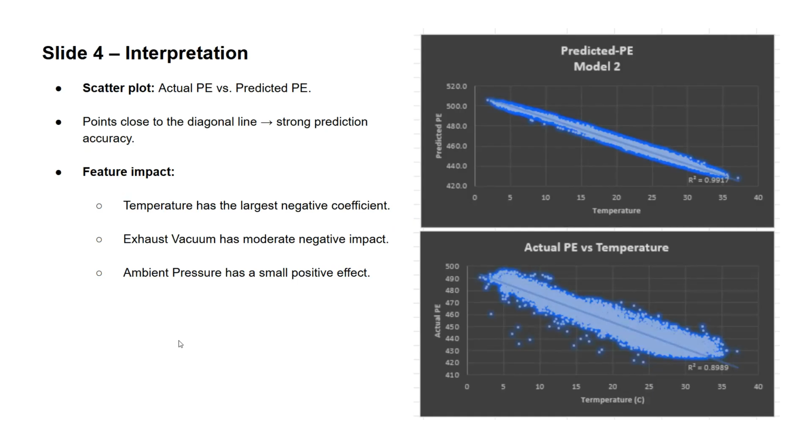Now comes the interpretation. This chart shows the predicted energy output versus the actual output for the test data. The predictions are closely aligned with the diagonal line, indicating strong accuracy. In terms of feature importance, temperature has the largest negative impact on energy output, followed by the exhaust vacuum. Ambient pressure has a small positive effect. Removing relative humidity had no negative impact on accuracy, confirming it's not a significant predictor.